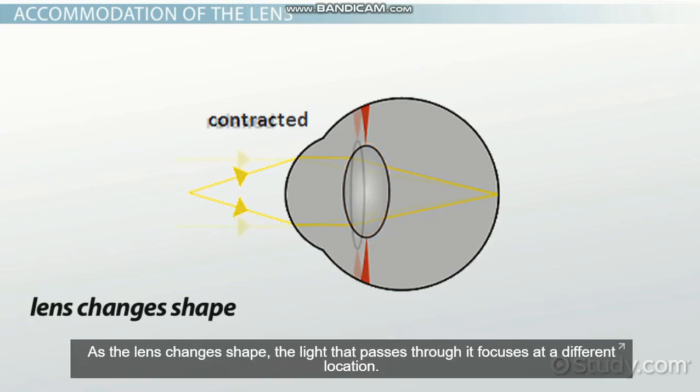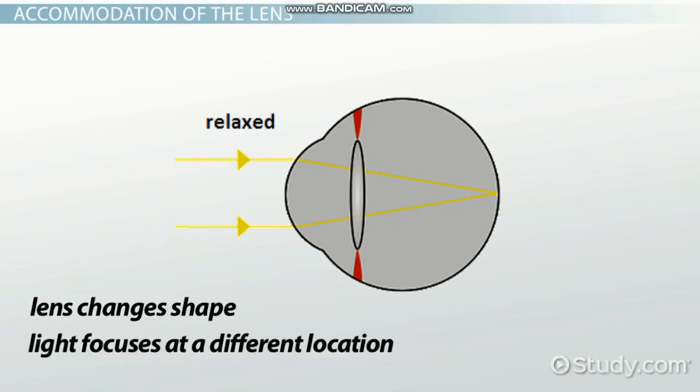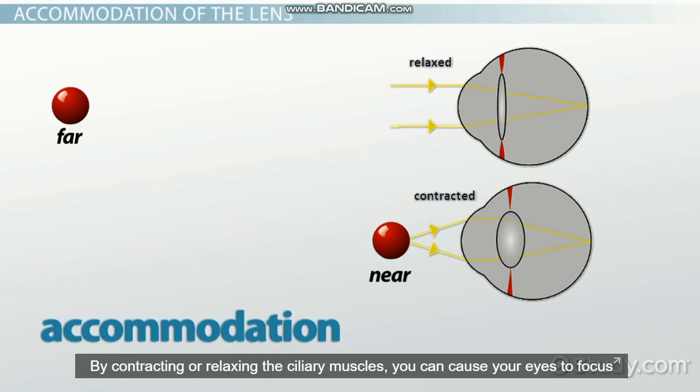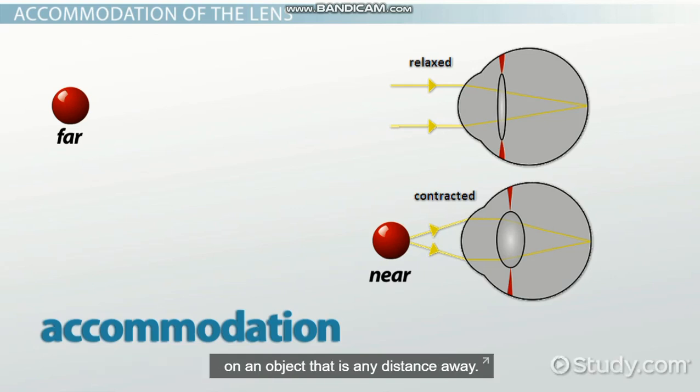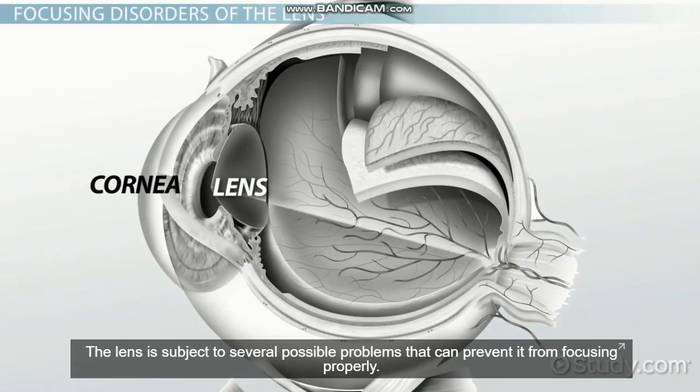As the lens changes shape, the light that passes through it focuses at a different location. This is called accommodation, and it's what allows your eyes to focus on both near and far objects. By contracting or relaxing the ciliary muscles, you can cause your eyes to focus on an object that is any distance away. The lens is subject to several possible problems that can prevent it from focusing properly.